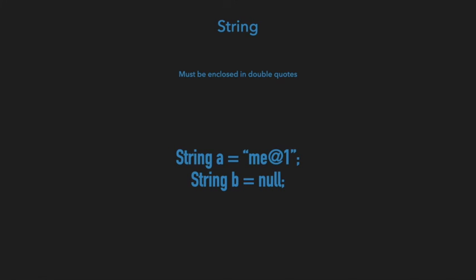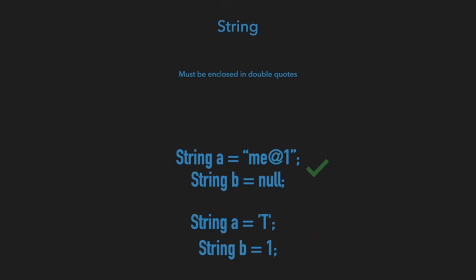Then we come to a string. So what is a string? It must be enclosed in double quotes. So something like string A is equal to "me at 1", string B is equal to null. I'll come to null in a bit. String A is equal to 'T', string B is equal to '1'. Both of these are wrong, because 'T' is a character, enclosed in single quotes. The same T, if enclosed in double quotes, or the same 1 if enclosed in double quotes, would be right. But here, due to it being enclosed in single quotes, it's wrong.